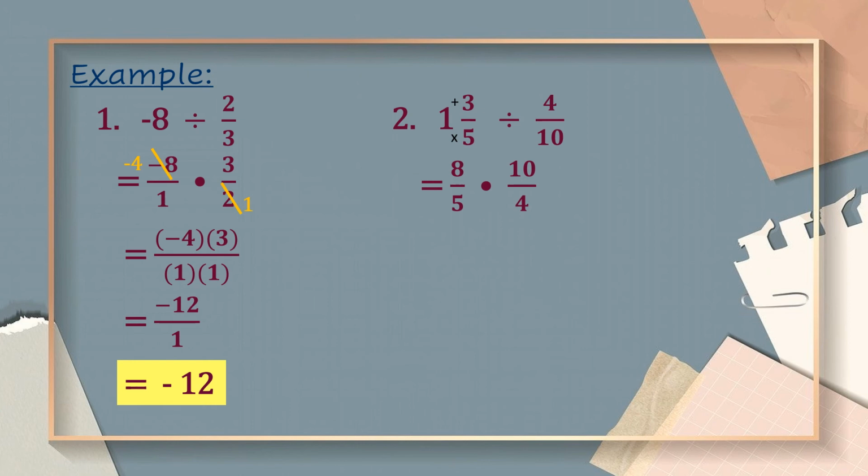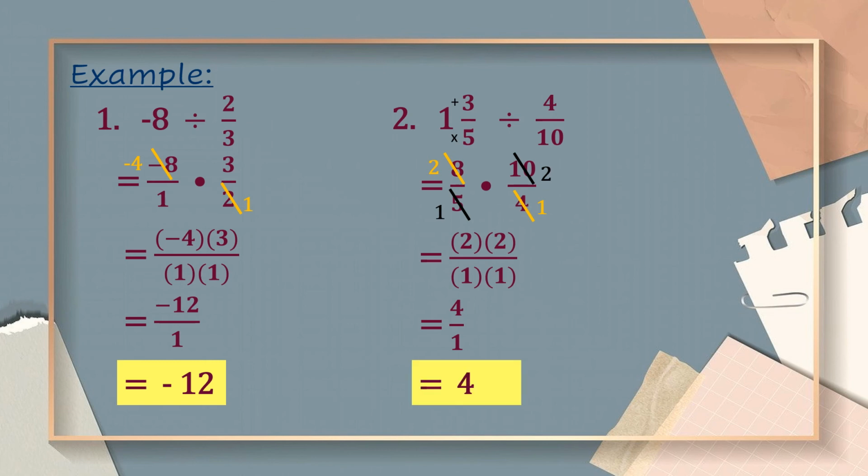So, ang una nating pwedeng i-cancel ay si 8 at si 4. Pareho silang pwedeng i-divide ng 4. So, 8 divided by 4 is equal to 2. Then, 4 divided by 4 is equal to 1. Next pair is 10 and 5. So, 10 divided by 5 is equal to 2. Then, 5 divided by 5 is equal to 1. So, now the numbers are 2 times 2 for the numerator and 1 times 1 for the denominator. So, multiply natin. So, we will have 4 over 1 or 4.